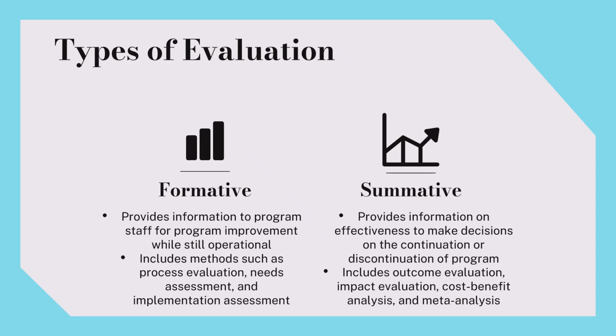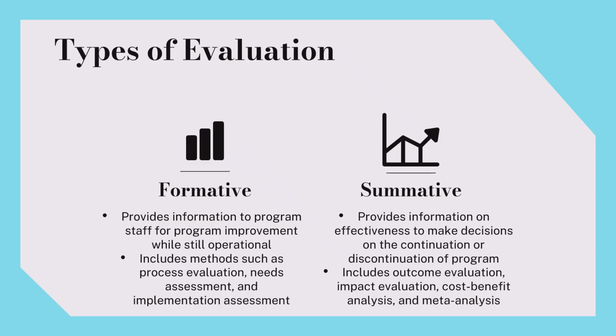So at its highest level, we really have two types of evaluation. We have formative evaluation and we have summative evaluation. Formative evaluation is going to provide information to the program staff for program improvement while that program is still operational. So this is typically what we think of when we think of the continuous improvement model and continuous evaluation. It's done through formative evaluations. This includes things such as process evaluations, needs assessments, and implementation assessments.